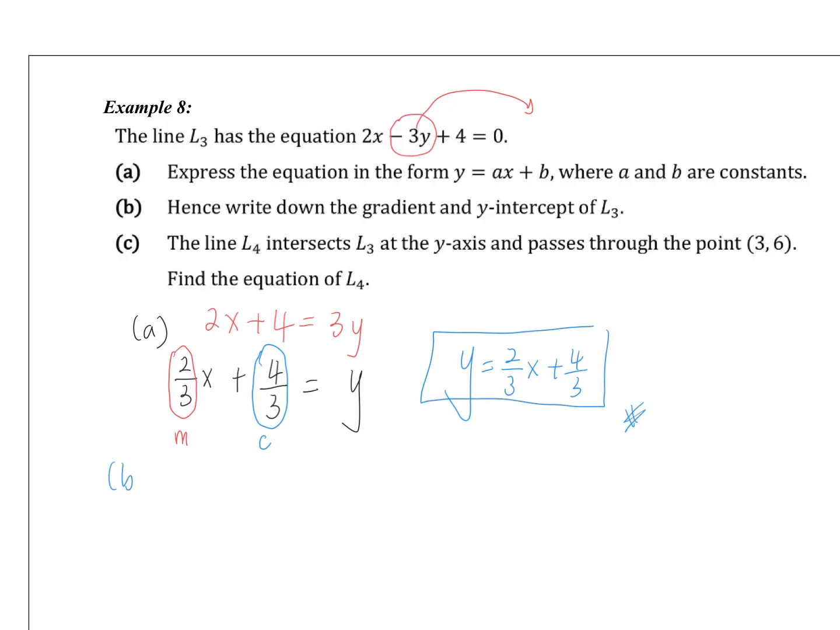Okay, part B, they say hence find the gradient. So gradient is 2/3. And wait, so it's just like writing it out? Yes, that's all. Yeah, they are giving you marks for free.